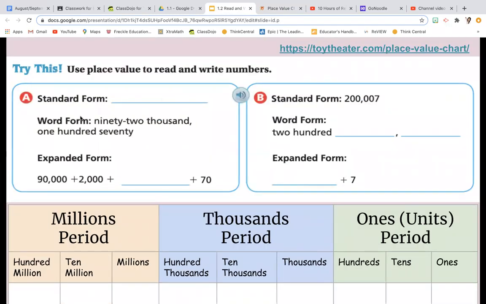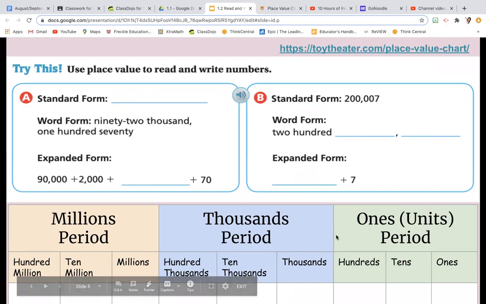So let's try it. All right, so in this one, we don't know standard form. They gave us word form and they gave us some of expanded form, but we have to find the missing number. So let's read this number in word form and then we can figure out its standard form and the missing number. So the number is 92,170. And I also gave you a place value chart here. You might have drawn one the other day that you could use, or you could use this one on the screen.